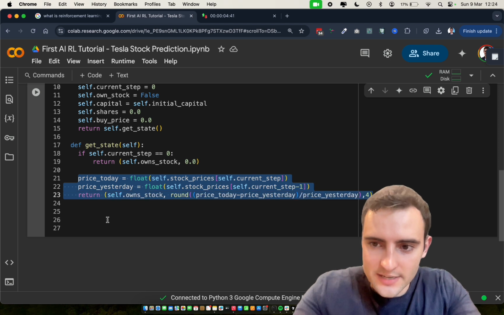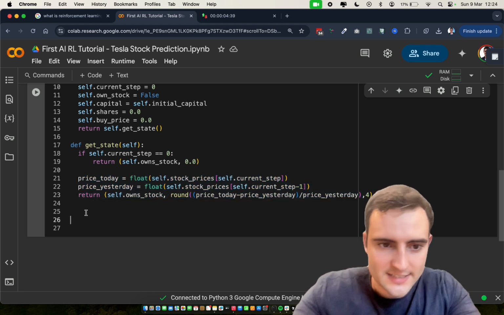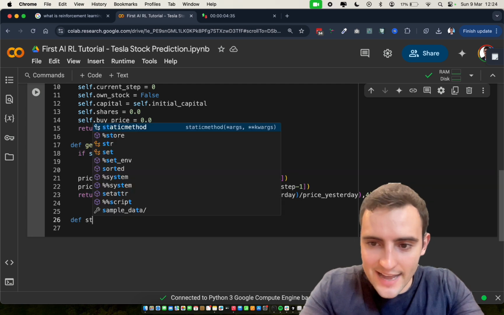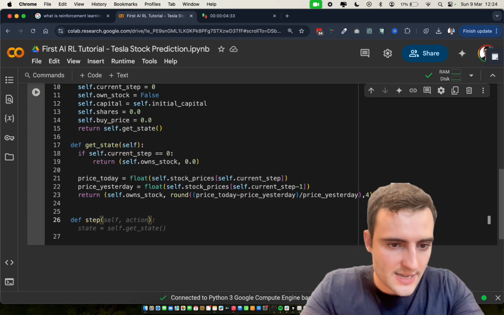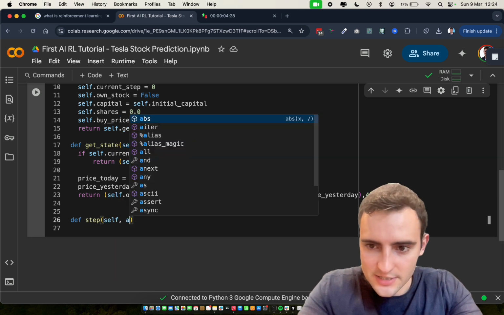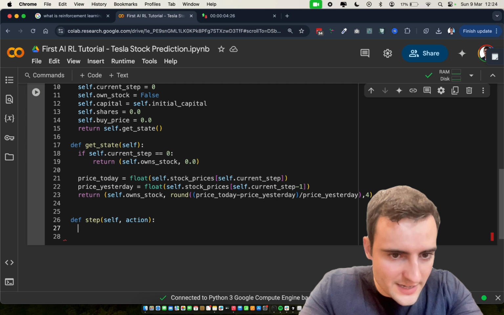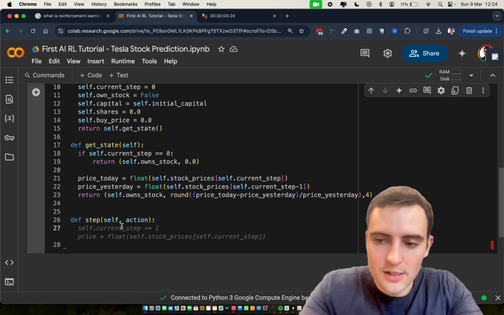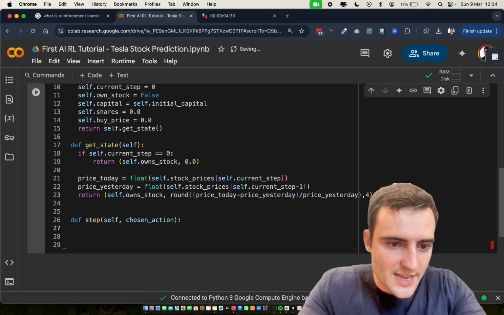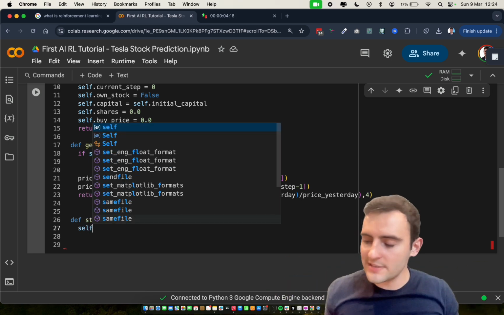And the last thing we're going to do is define a step. So a step means just a day by day, the actions that the algorithm is taking. So we'll do self and action. These are the arguments that are taken in. And I'm going to write here chosen action. So the algorithm can decide to take an action every day. We're then going to say, okay, what happens every step? What happens day by day?